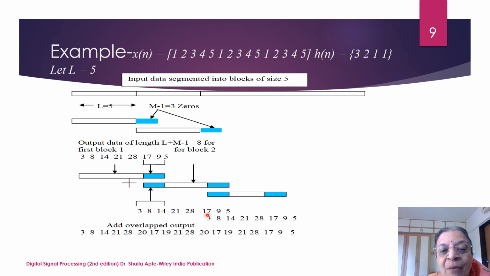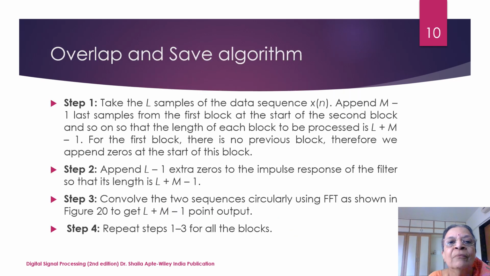Again, we take further samples. Again, this 17, 9, 5 overlaps with these first samples. Again, we add that and we generate the result. So this is the result of the linear convolution with the actual data sequence.